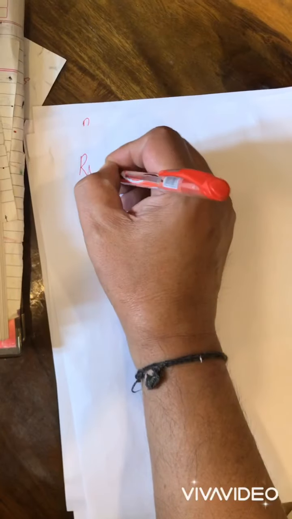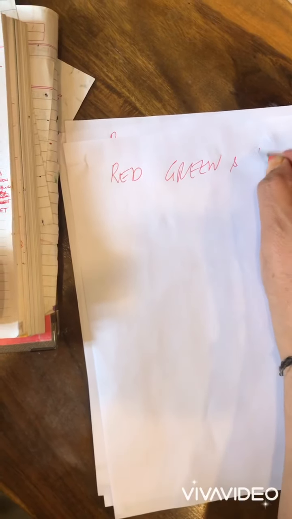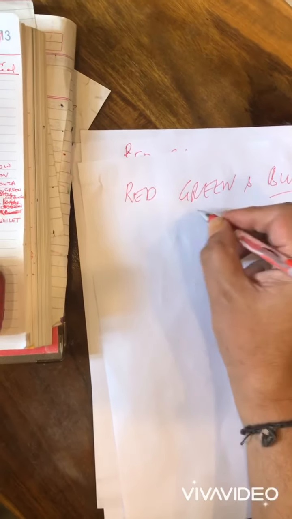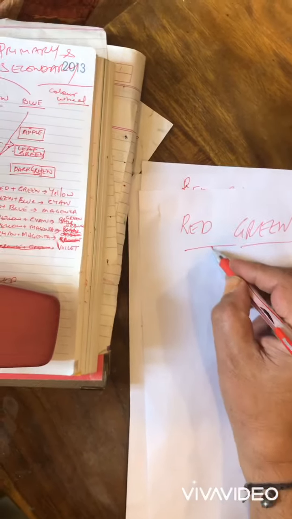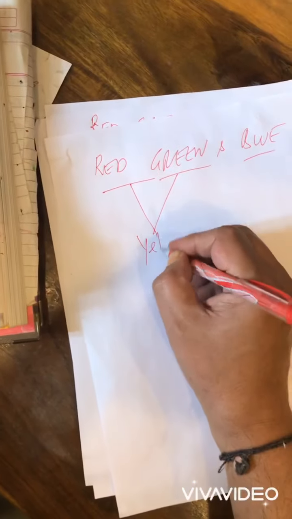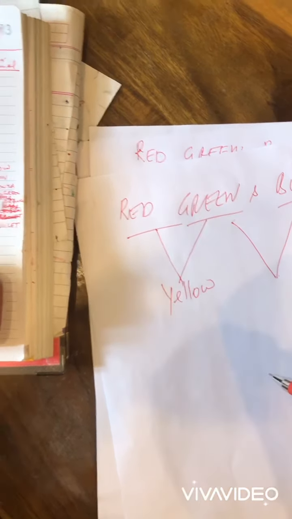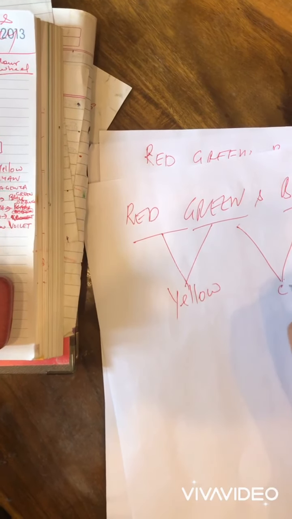We develop so many different colors from basically three primary colors. And the three primary colors, which are red, green, and blue. So when we mix red and green together, it changes to yellow. When we mix green and blue, it changes to cyan.